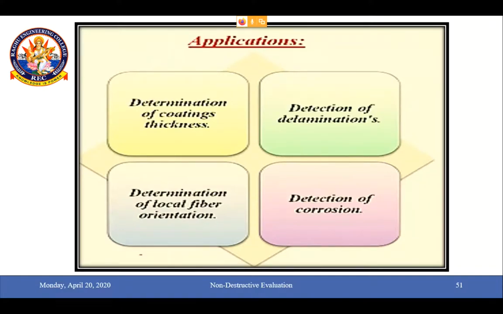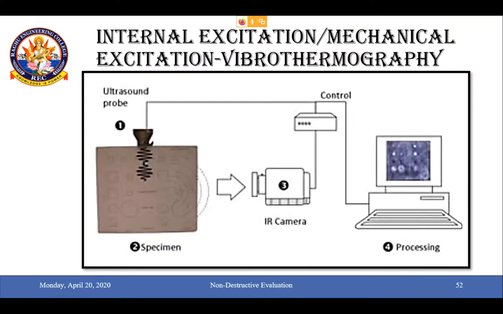Next one that we are going to see is internal excitation or mechanical excitation, or vibrothermography. There is an image and obviously you have to understand the components there. There is a processing system along with the display. There is a control. There is an IR camera. There is a specimen. All these things have been common from the starting of these thermography sessions. What is new here is your ultrasound probe.